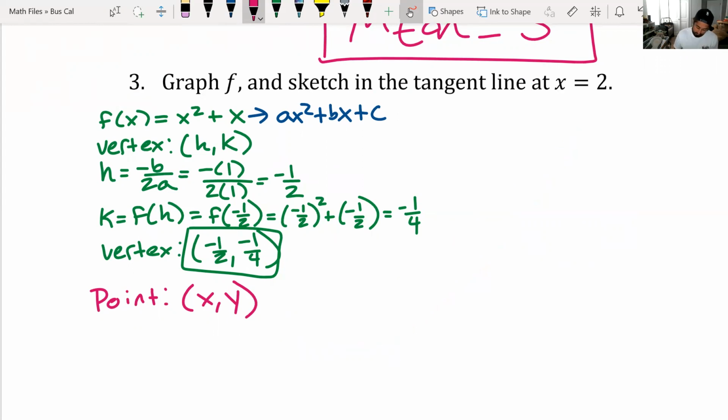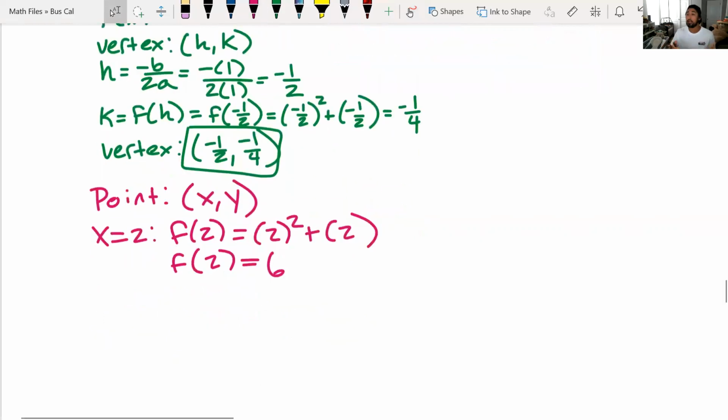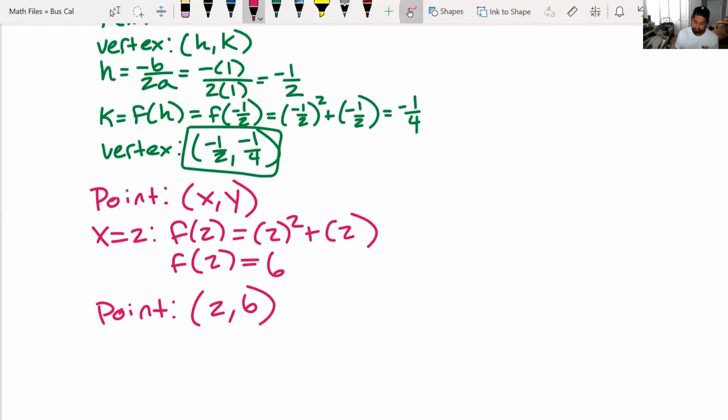So we'll say when x is 2, you get f of 2 equal to 2 squared plus 2. This means we get that f of 2 is 4 plus 2, which will get 6. Which means that now, since we plugged in an x, the output is y. So the point value, or the coordinate, should be 2, 6.